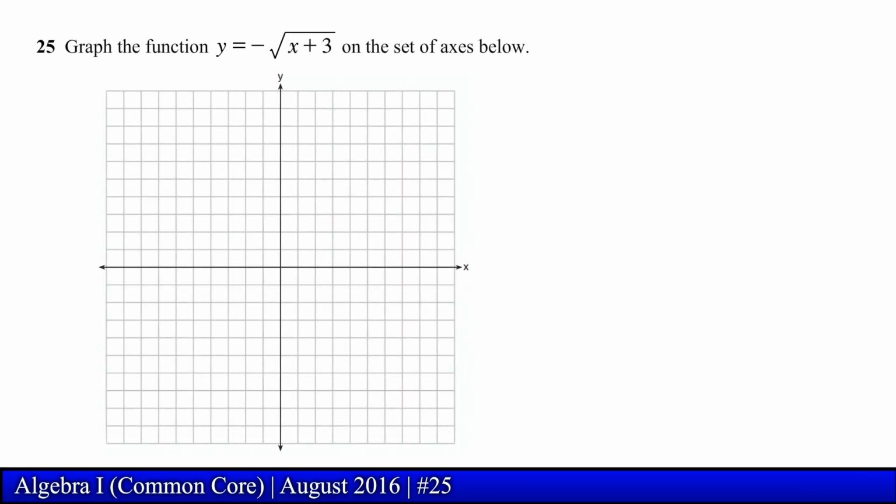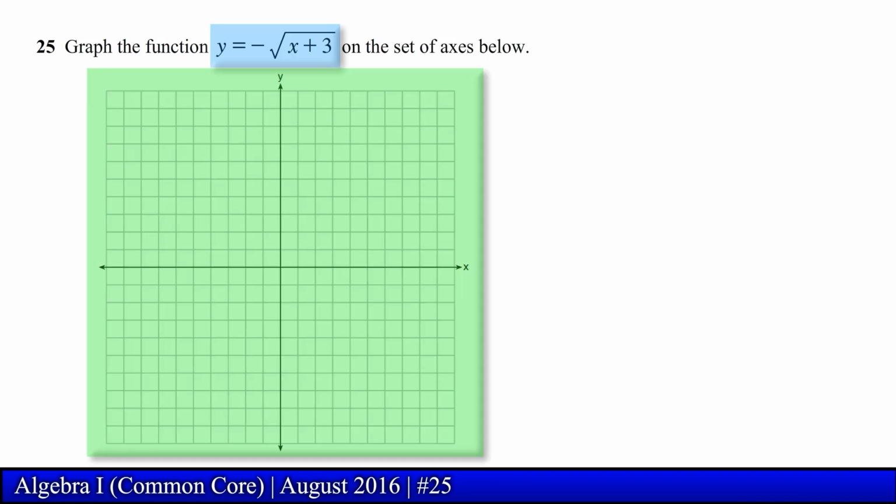Graph the function y equals negative square root of x plus 3 on the set of axes below. In this problem, we are provided with the equation of a function along with a coordinate axis. We are asked to graph the function on the axis.